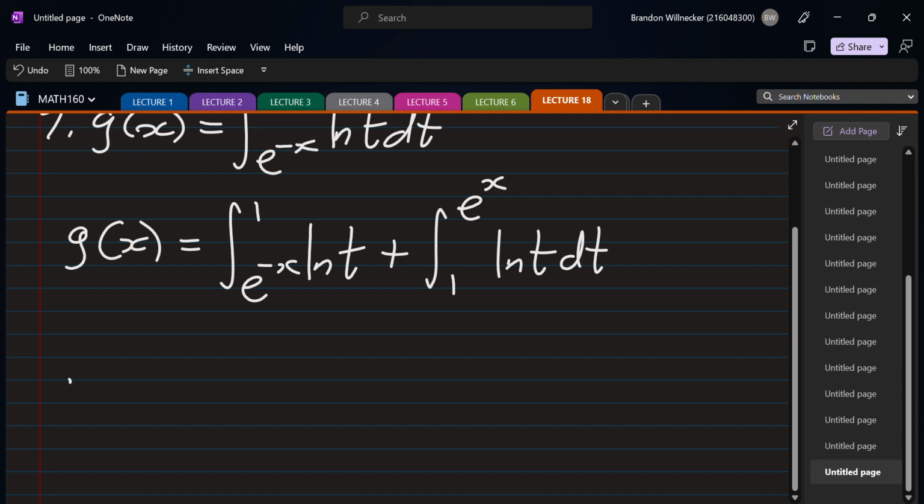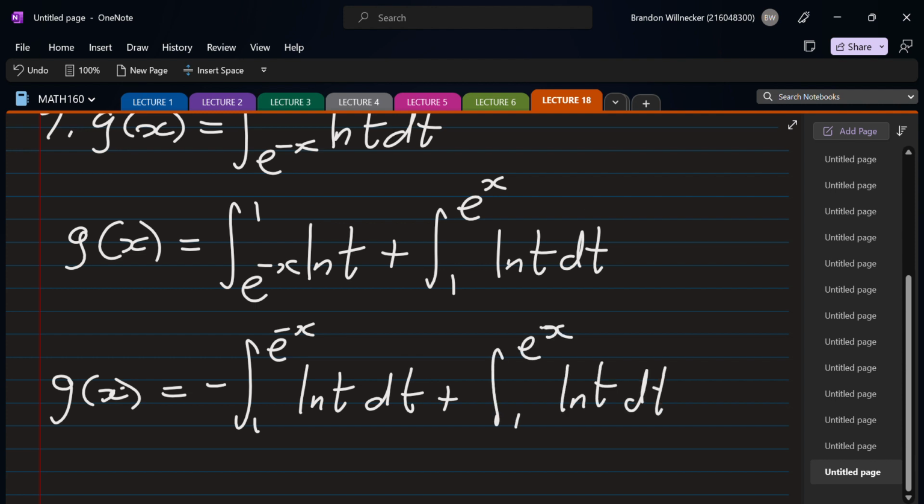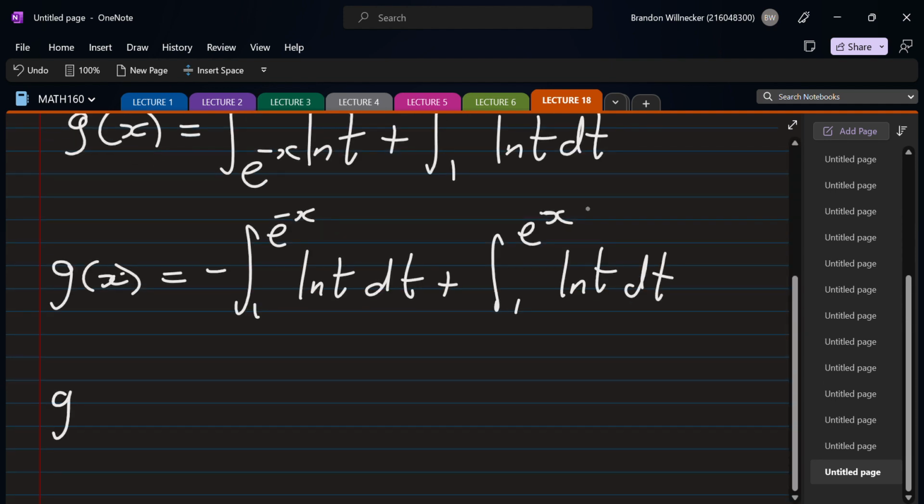Now g of x. The x part over there is in the bottom. We want it at the top. We swap the bounds. We put a minus on. Second term, that's fine. Okay, now we can take the derivative.